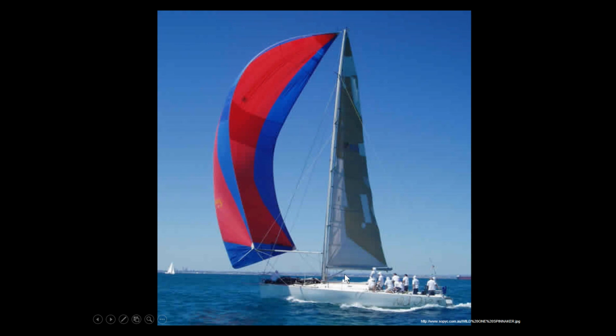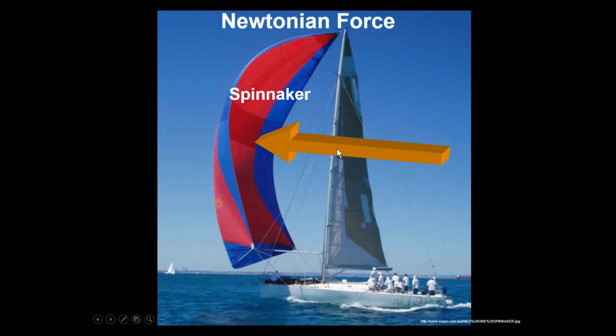With sailing, there's different types of sails. This would be the main sail. This sail that comes out in front is only used when the sailboat is in a run, which is going straight down, downwind in the same direction as the wind. But that sail is called the spinnaker. And you can imagine what type of forces the spinnaker uses. It's Newtonian forces. It's blowing air against it.